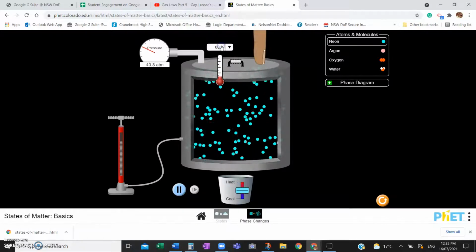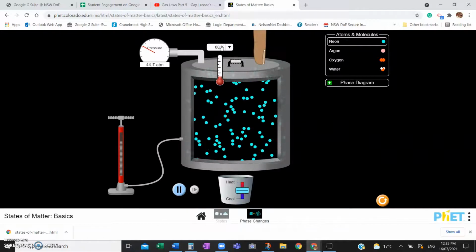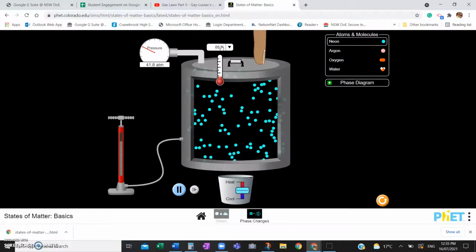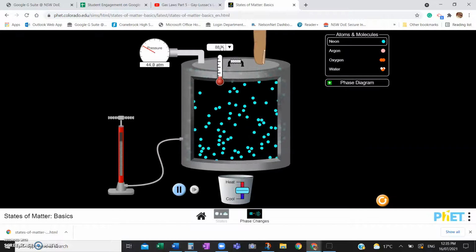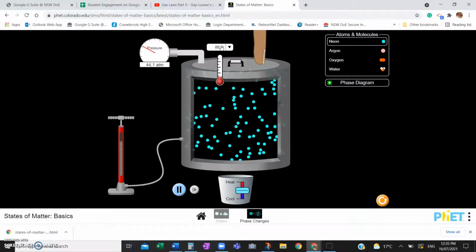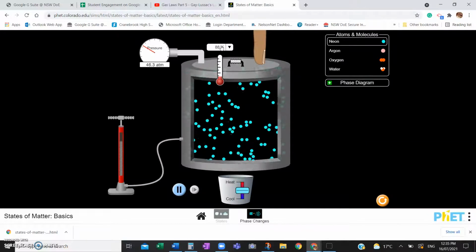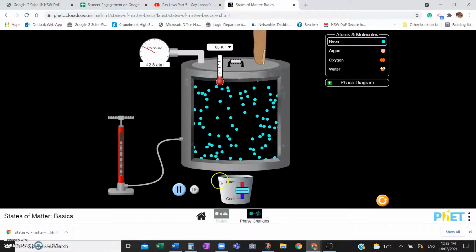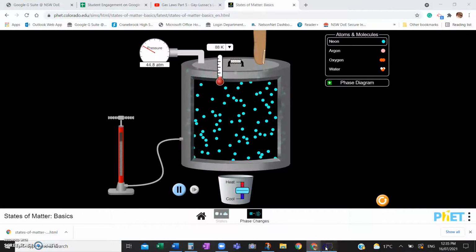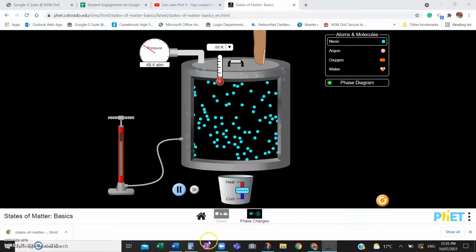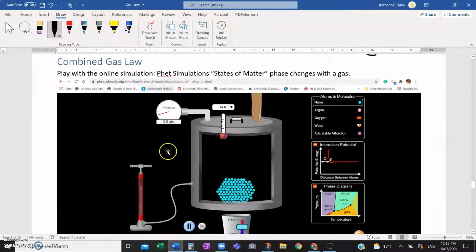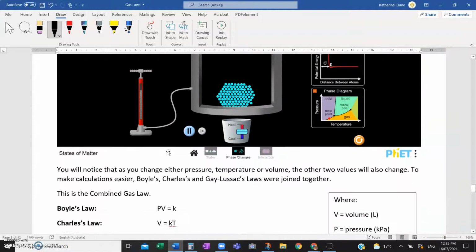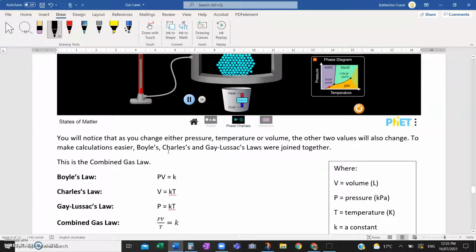Okay, so what I'm trying to show you here is Boyle's law, Gay-Lussac's law, and Charles's law. They all are interrelated. You can't just look at pressure and temperature. They all kind of work together. So when you change one, you change all of them. So let's go back to that document I have. The key idea here is if you change pressure or temperature or volume, the other two values also change.